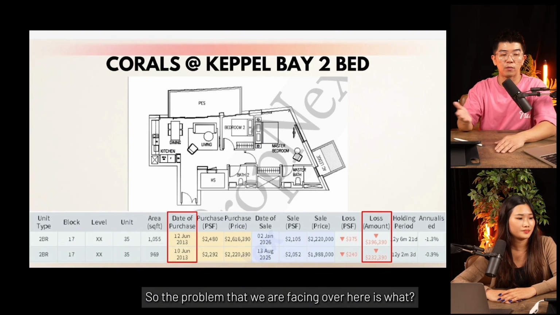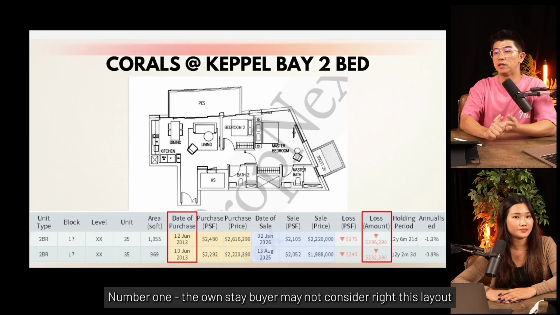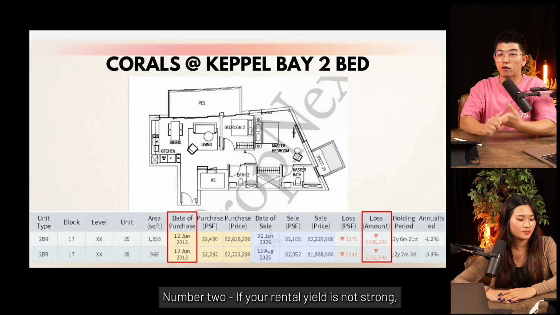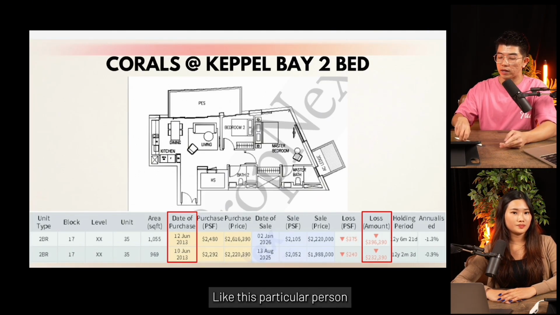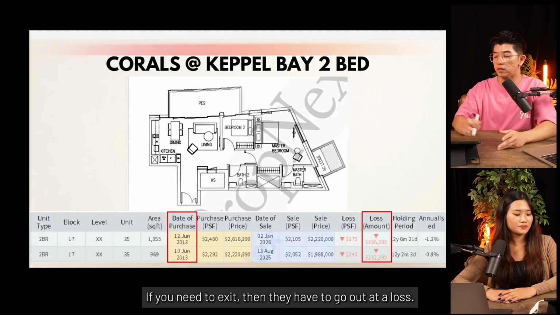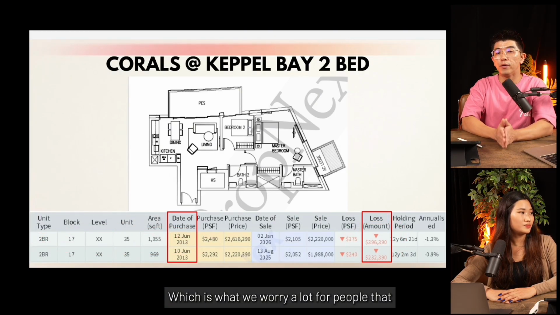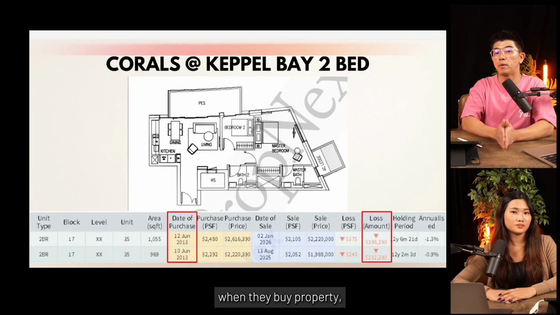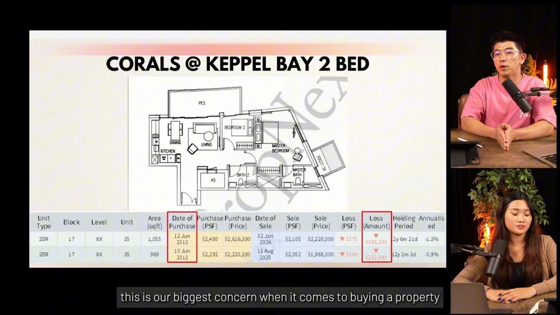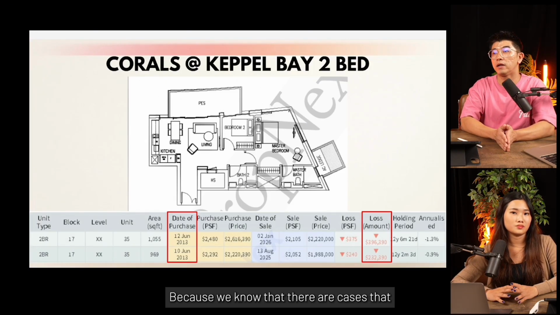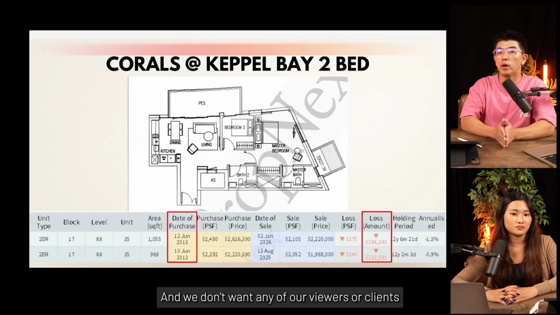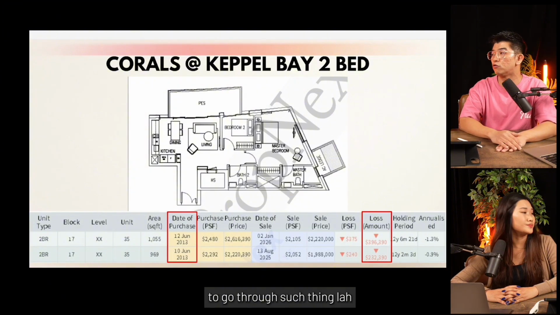So what is the problem that we are facing over here? Number one, the own-stay buyers may not consider this layout. Number two, if your rental yield is not strong, the investors also will not come in. And if you need to exit, like this particular person, then they have to go out at a loss, which is what we worry a lot about for people when they buy property. This is our biggest concern when it comes to buying a property, right? Because we know that there are cases where it really happens and we don't want any of our viewers or clients to go through such a thing.